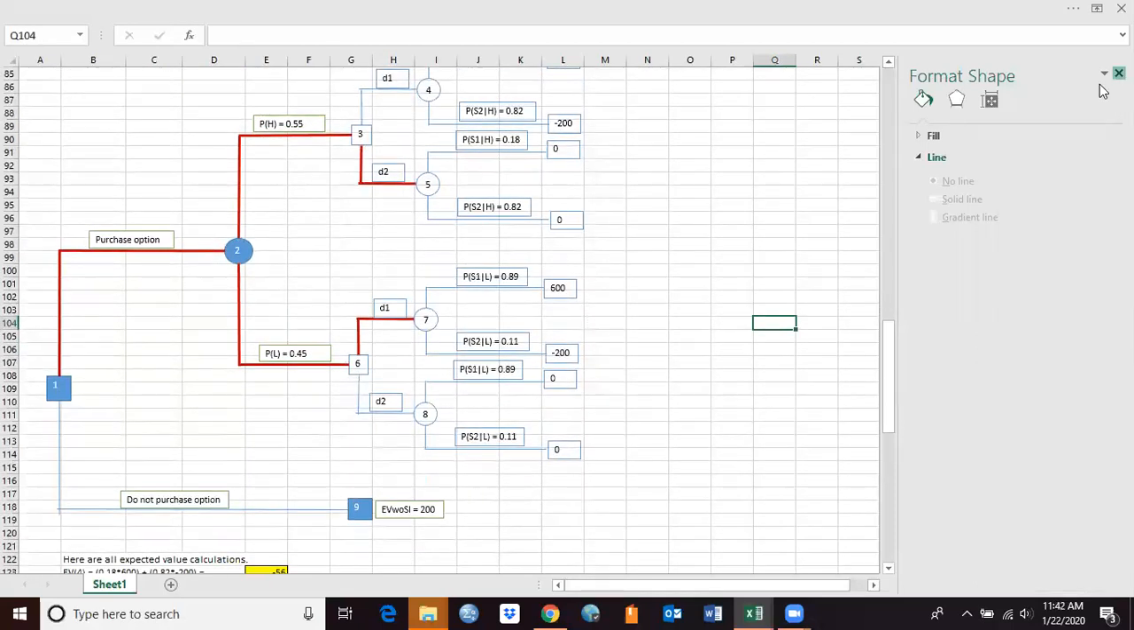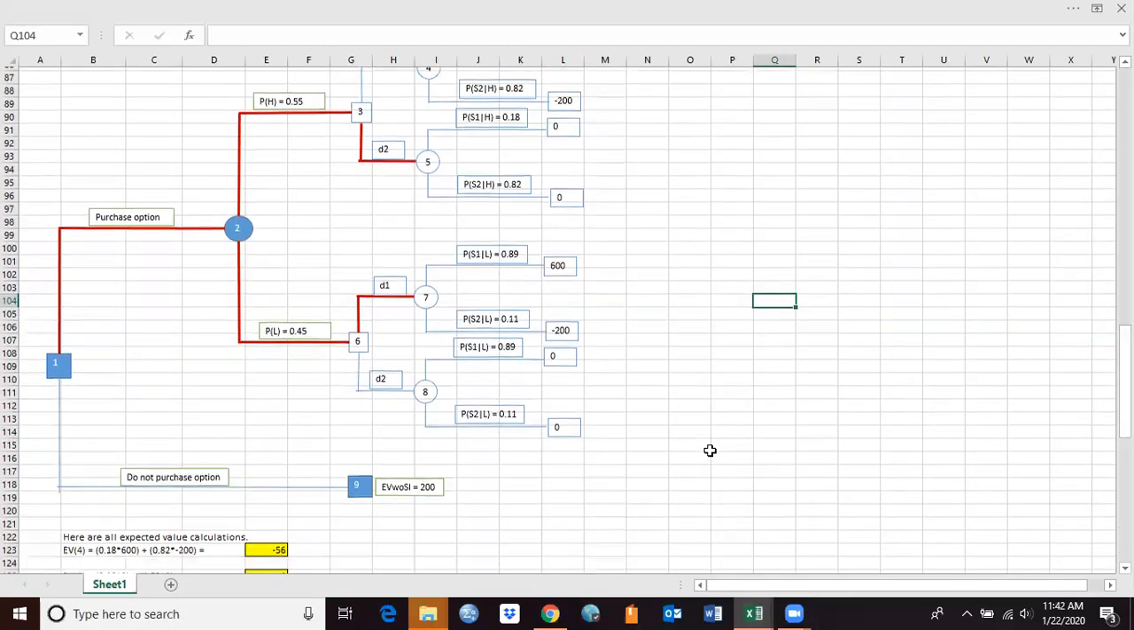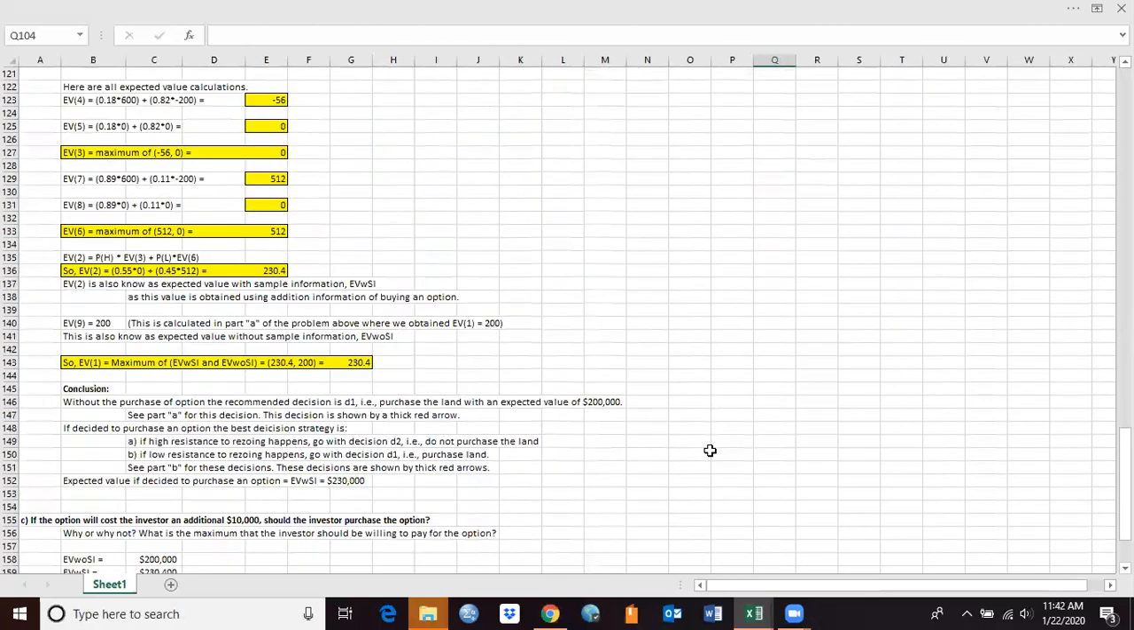So what does this mean here? This means that investors should buy the option to learn more about the market, and after learning more about the market, if the resistance to rezoning by the area residents is low, go ahead and buy the land. If the resistance to rezoning is high, then don't buy the land. So that will be our conclusion here. That's what I have written here.